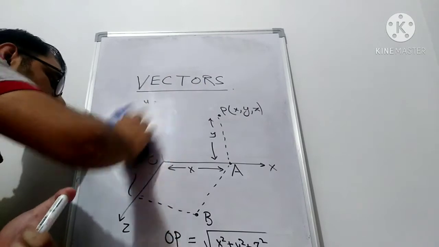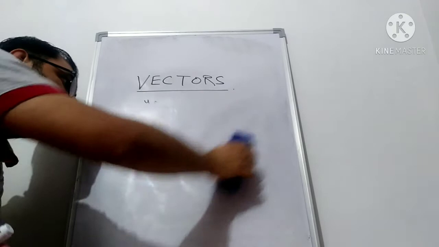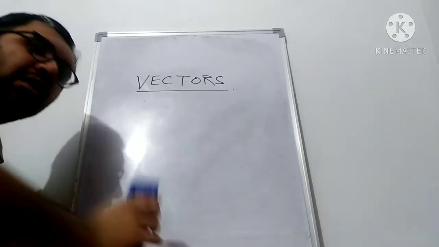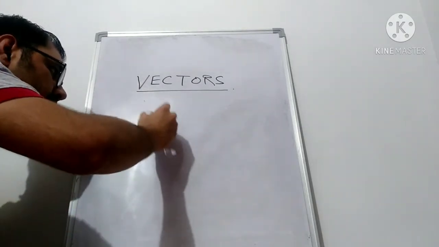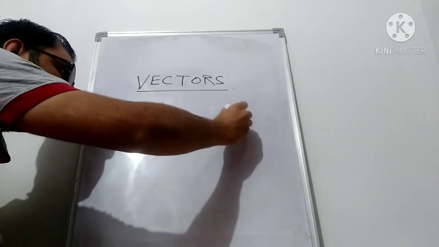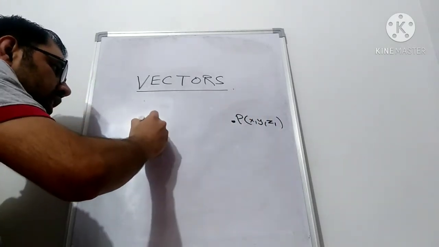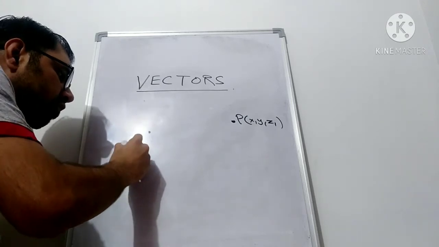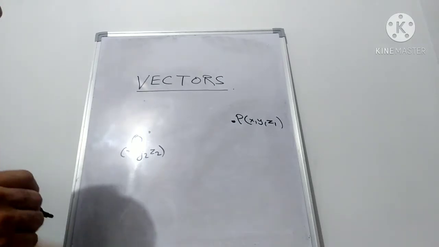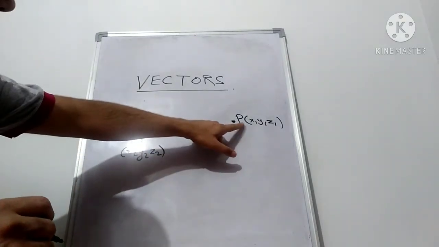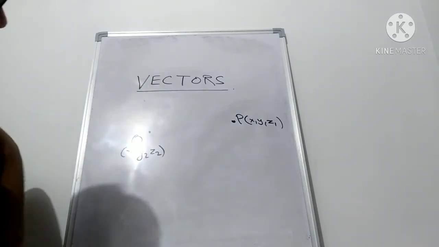In the next topic, I'll teach you how to calculate the distance between 2 points using the 3-dimensional system. Suppose I have 2 points. One point is P and its coordinates are x1 comma y1 comma z1, and the other point is Q and its coordinates are x2 comma y2 comma z2.